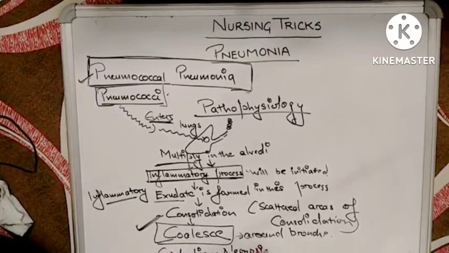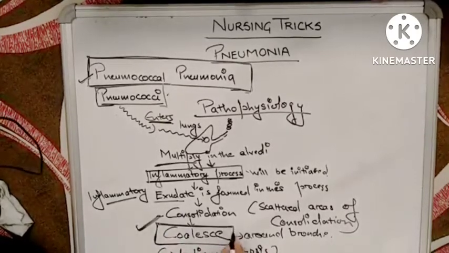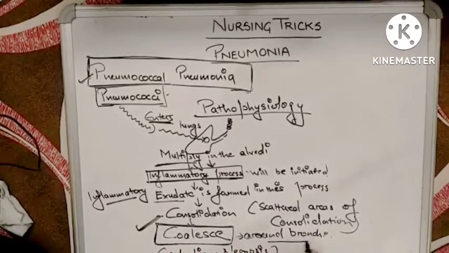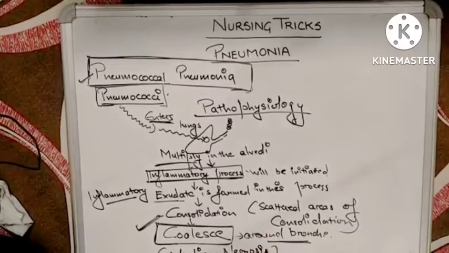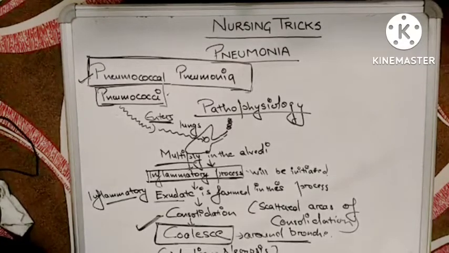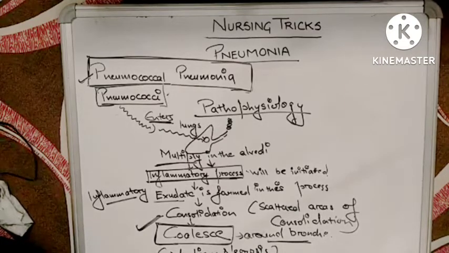So this is how the consolidation or the coalesce is formed in pneumonia, that is the mass around the bronchi. Now you can imagine, once the bronchi are full of consolidations, full of coalesce, what will happen? The surface area where the exchange of gases takes place will be less, and because of this the child will have dyspnea, the child will have difficulty in breathing.